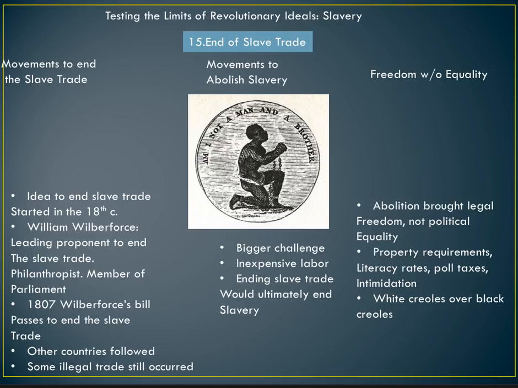You want to vote? Well, you got to own property. You want to vote? Well, you got to be able to read. You can't read? You can't vote. You want to vote? You got to pay a tax to vote. You don't have money to pay tax? Well, you can't vote. Intimidation. Who says you're going to vote? I have a gun. You don't have any weapon. I don't think you're going to vote. So all these tactics were used to prevent Africans or African Americans to have a say in politics. White Creoles felt they were even better than the black Creoles in the Latin American areas.